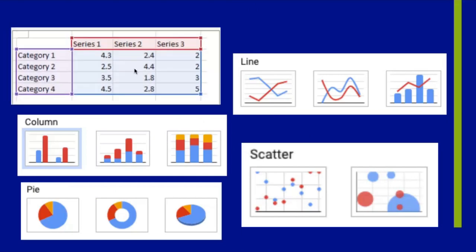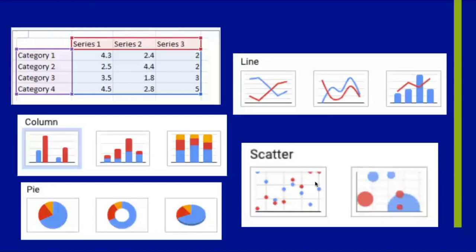So the ones that we are going to be taking a look at this morning, mostly, are these various column charts. Very often, we think of them as bar charts. We're going to have a look at different ways in which you can create pie charts. We'll have a look at line graphs, and then we're also going to have a look at scatter plots.